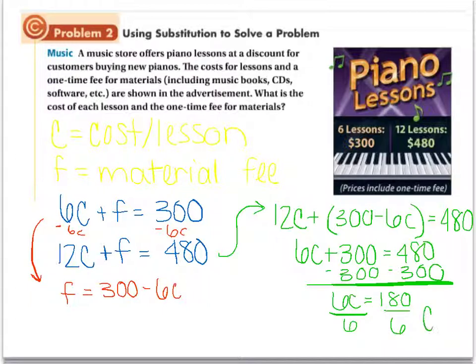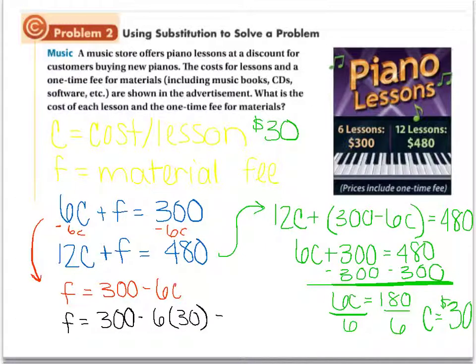So how much does each lesson cost here? Jordan? $30. Right. And we also need to find out what the one-time fee is for material. So I'm going to plug 30 in. f equals 300 minus 6 times 30. And you get that there's a $120 one-time material fee.